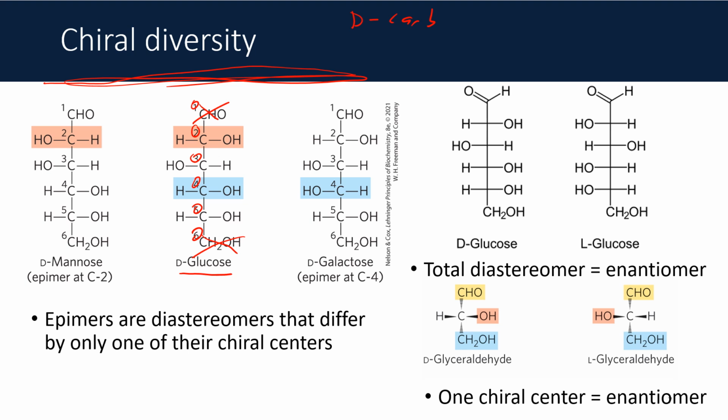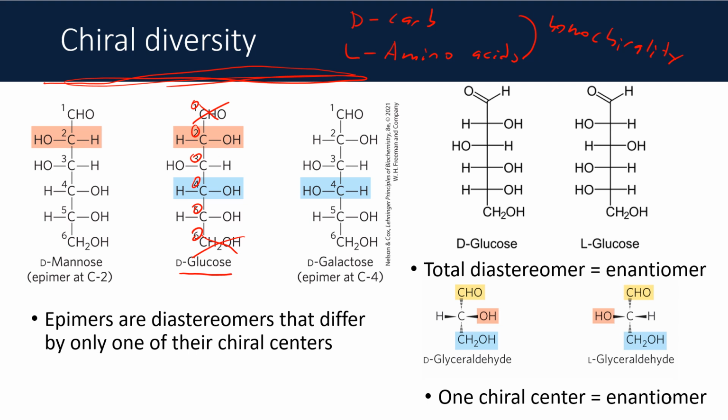D carbohydrates are the preferred chiral isomer recognized by biology, and biology has trained itself to prefer L amino acids. And again, the word for this is homochirality. What's the benefit of making our molecules homochiral?